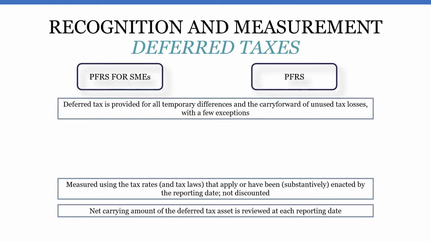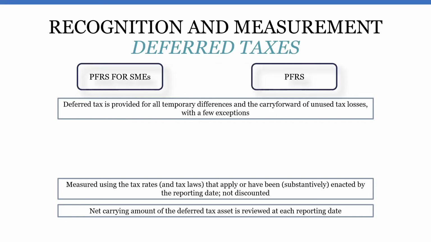So, deferred tax is provided for all temporary differences and the carry forward of unused tax losses with a few exceptions. So, the amounts of income tax payable, potentially recoverable in future, in respect of taxable or deductible temporary differences and the carry forward of unused tax losses and tax credits.